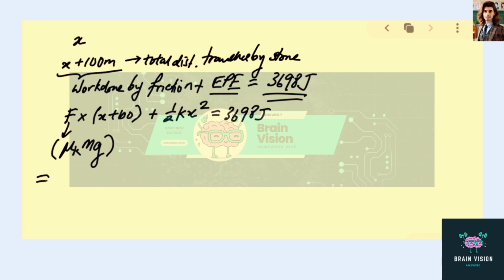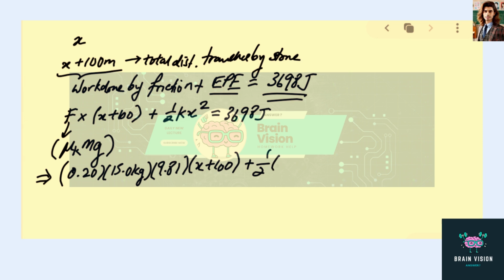So the overall equation, substituting the values in, will be 0.2 times 15 kg times 9.81 times x plus 100, plus half kx squared. The spring constant is given to be 2 newtons per meter. And this is our quadratic equation.